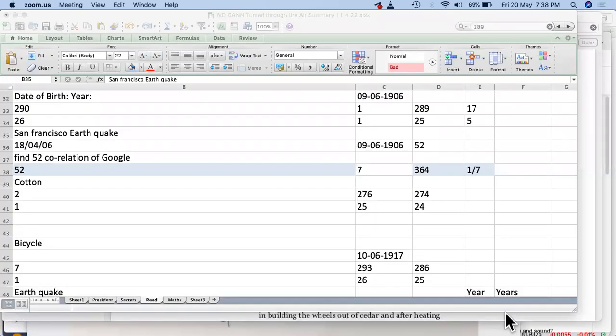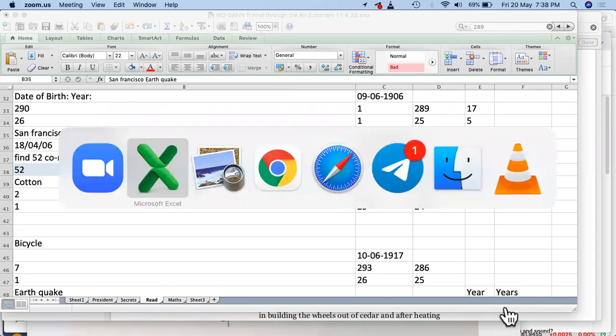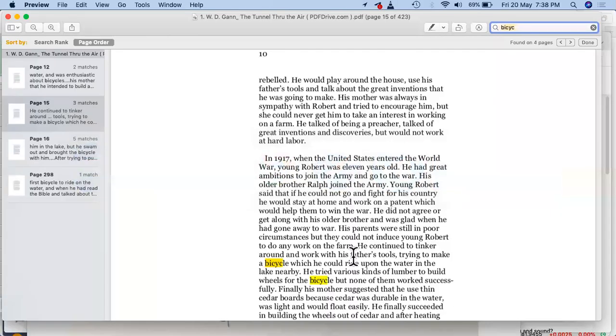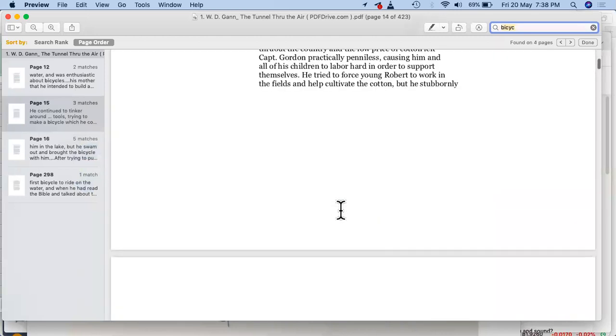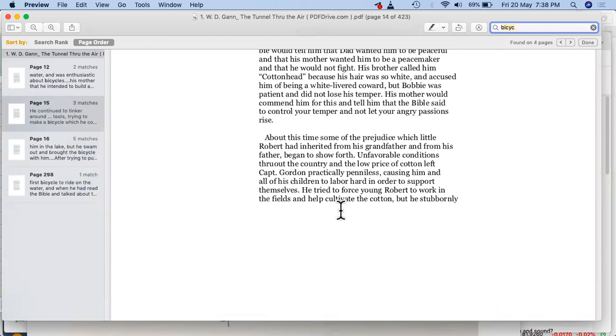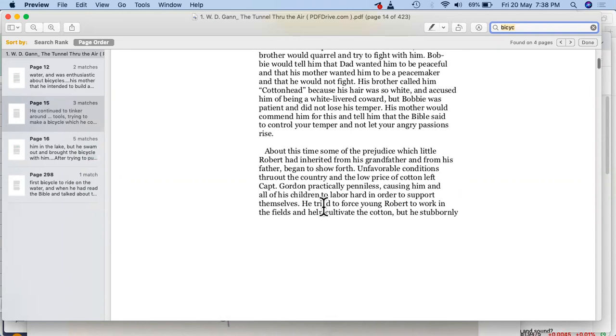Welcome back, guys. This is going to be the second part of W.D. Gann's book Tunnel Through the Air, Secrets Revealed. This is the book. We have finished. Secrets Revealed is more about the second reading. The first reading was much easier. We have already explained in the previous videos. The link would be given in the description part.